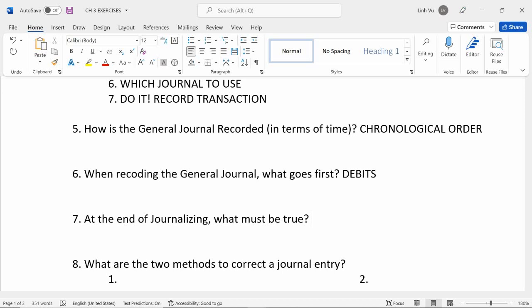All information must be recorded. Okay. But this is talking about at the end of journalizing, right? What statement must hold true? How can I ensure the accuracy of my accounting? Balancing. Balancing what? The numbers. The money. Okay. In terms of transactions.